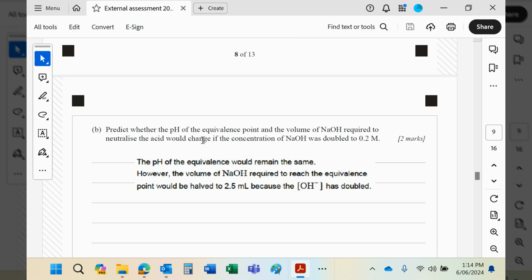Would the pH of the equivalence point and the volume of NaOH change if the concentration was doubled? Well, the equivalence point wouldn't change at all. You're still using the same acid and alkali. That would make no difference.